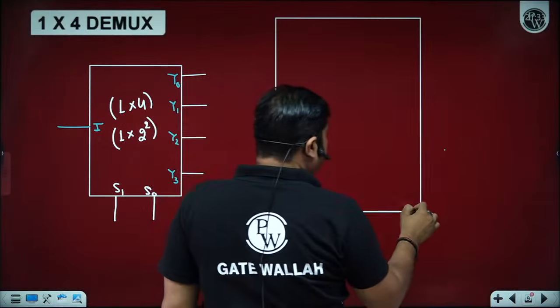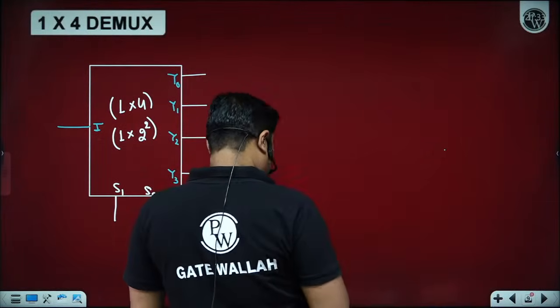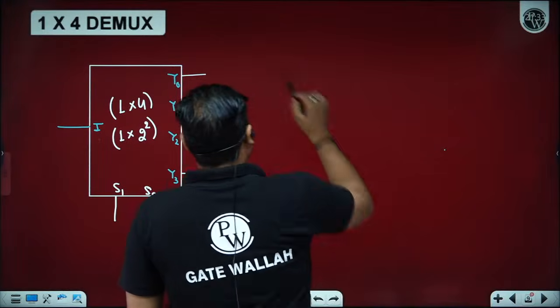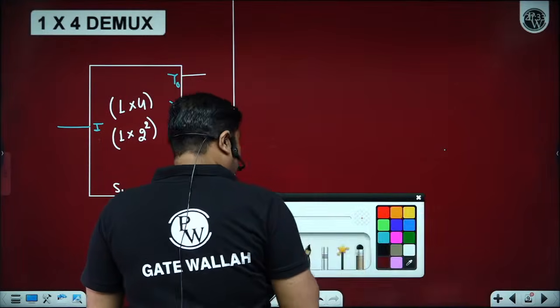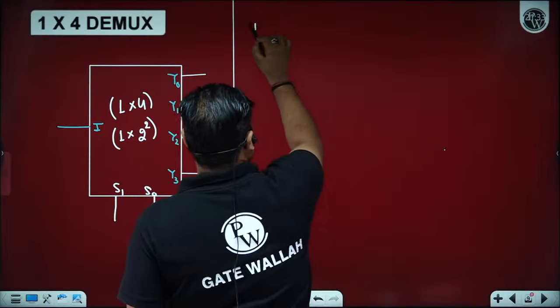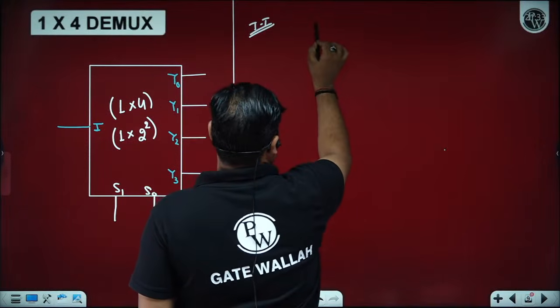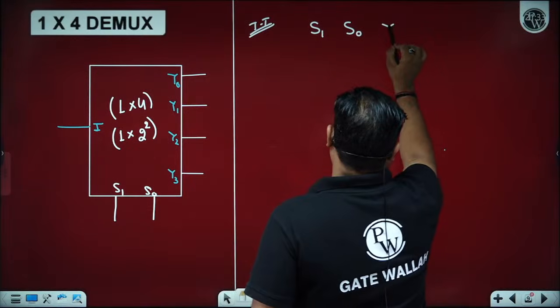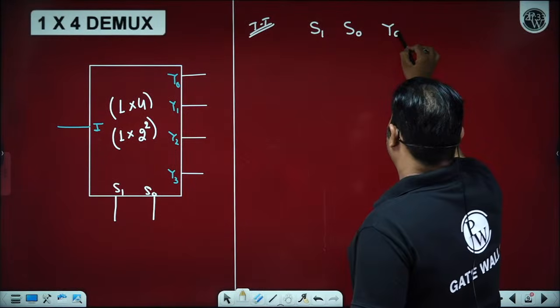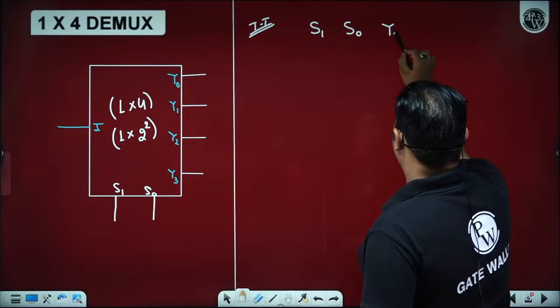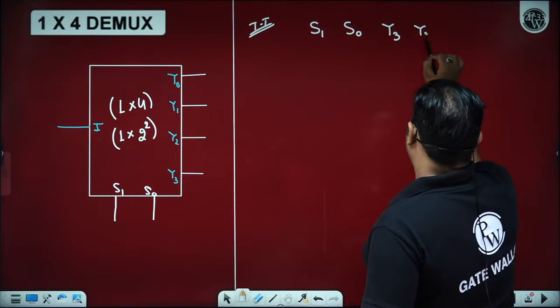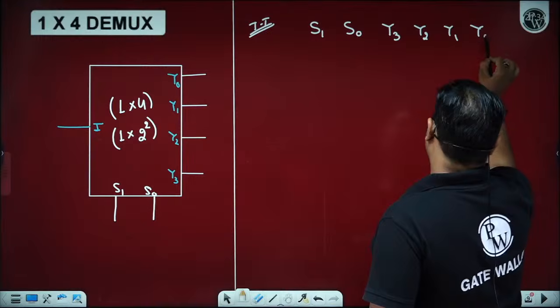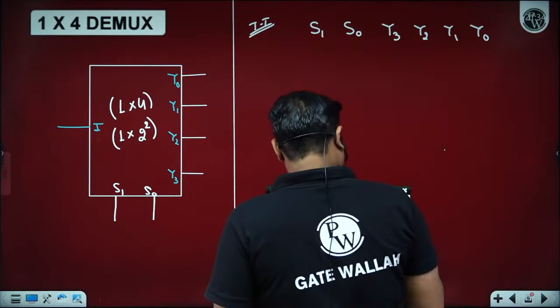Now, once we know about the inputs and outputs, we can construct the truth table. So if we talk about the truth table, we have the select line condition S1, S0, and the outputs Y3, Y2, Y1, Y0. Please observe, beta ji.